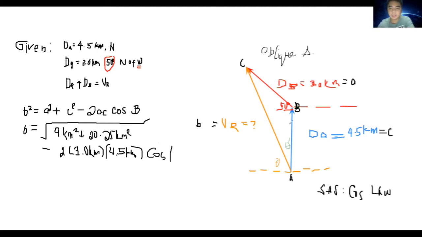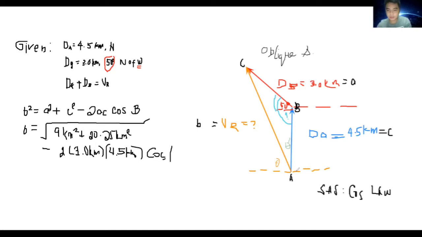Marami sa atin magsasabi that the measure of angle B in this situation is 50 degrees. But look at this one. The angle B itself, ipakita ko lang, the angle B itself is this one. Tama? Yan ang buong angle B. Ang 50 degrees, hanggang dito lang yon. So in order for you to determine the angle B, you need a logical way to identify what is the value of angle there, na i-add mo kay 50 degrees.